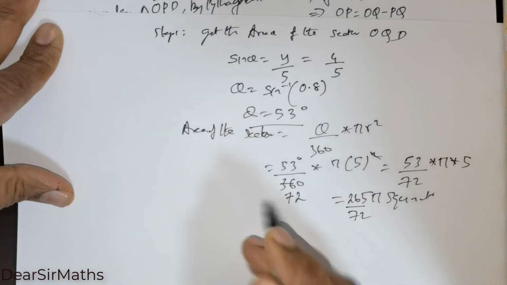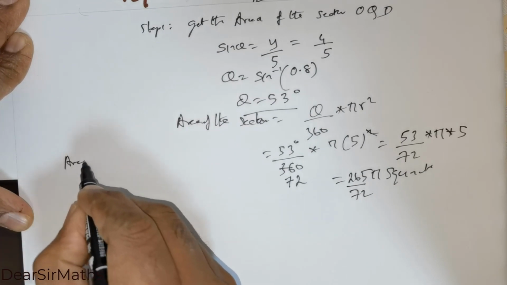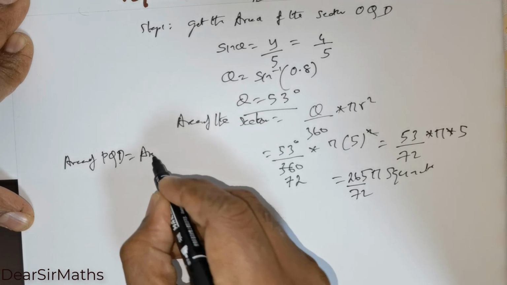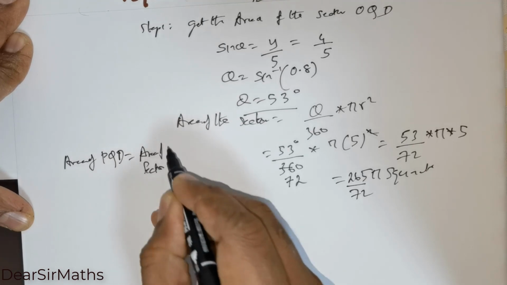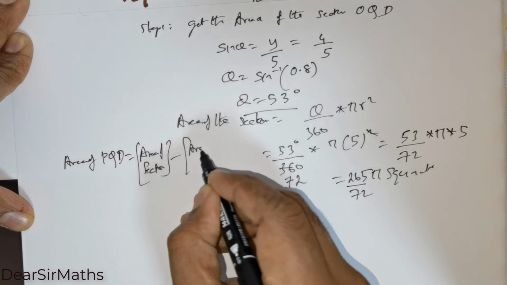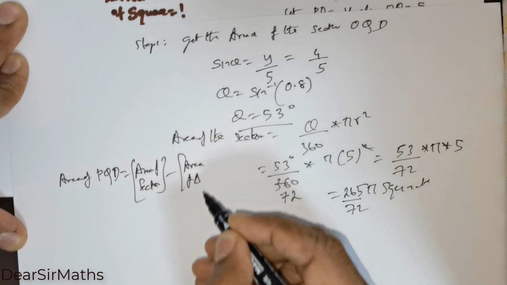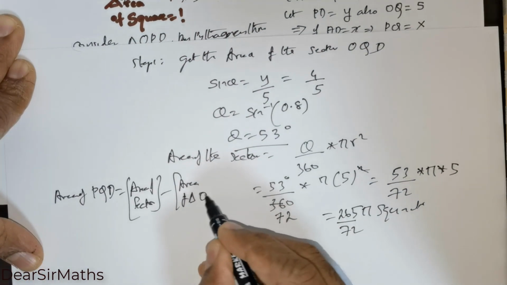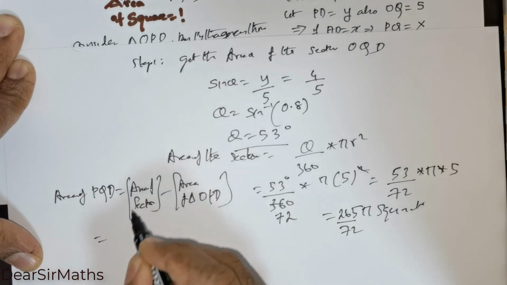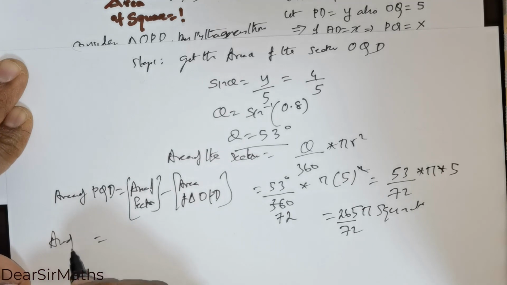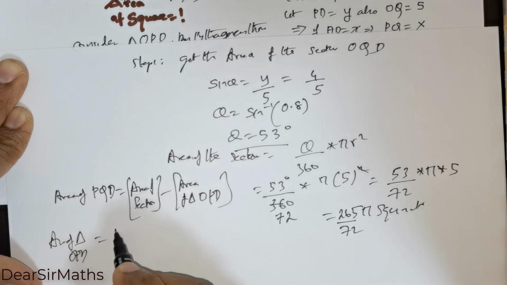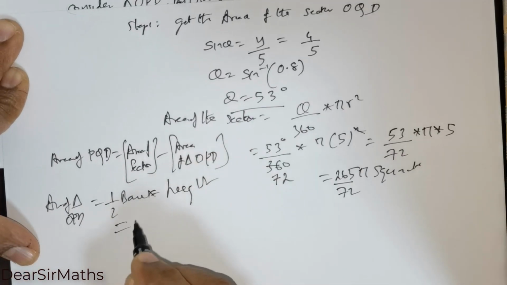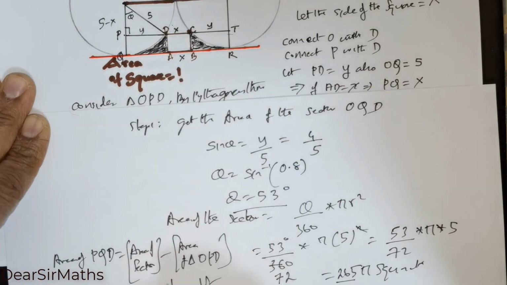PQD. So let me write that down. Area of PQD is equal to area of sector. From the area of the sector, you take away the area of the triangle. What is the area you are trying to take away? OPD. So first let me find out the area of triangle OPD, which is half times base into height. So half times, what is the base? Base is y units, right?